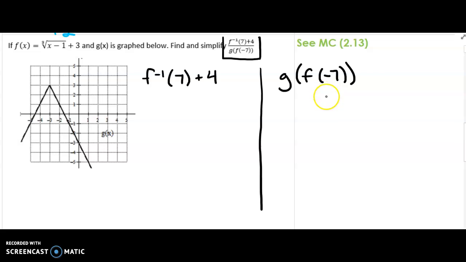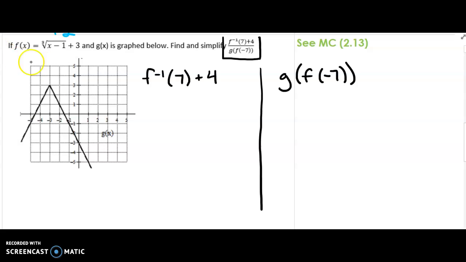I like to split my work up in this way because I think it helps break down the problem into more bite-sized pieces. So I'm not overwhelmed by this crazy fraction with a lot of things going on. I'm just focused on f inverse of 7. In order to find f inverse of 7, I can't just plug 7 in for f, because that's not the inverse function. I'm looking for f inverse of 7. So I need to have my inverse function first. I need to find that, which we just did.